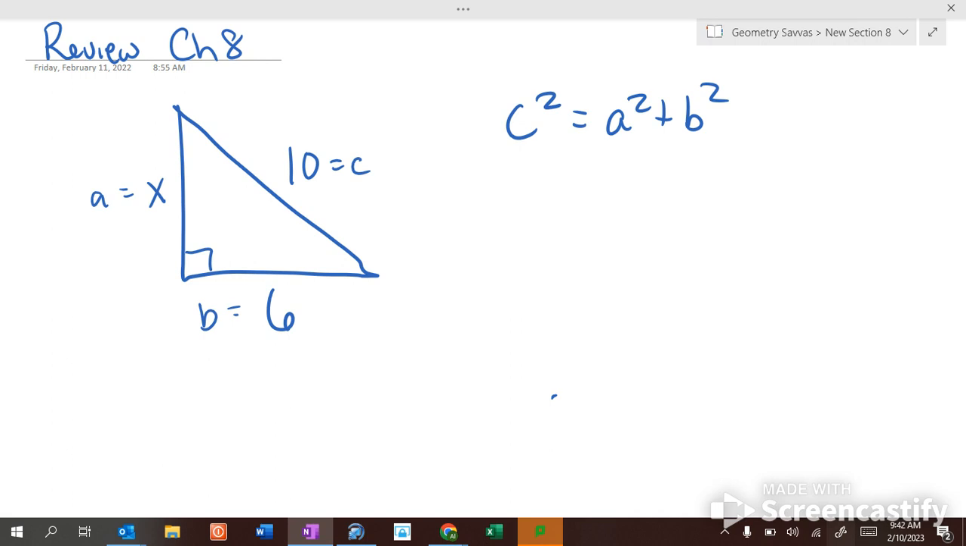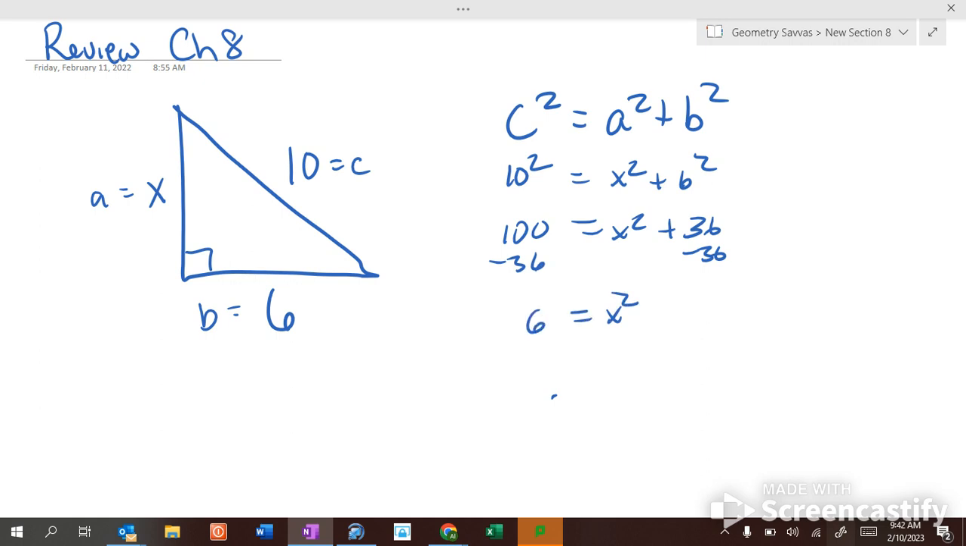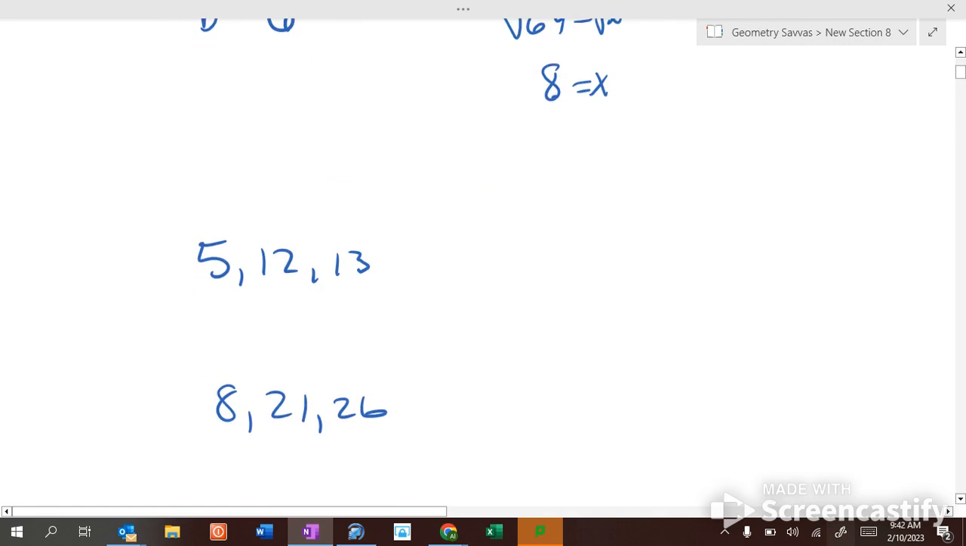So C squared equals A squared plus B squared. So 10 squared equals X squared plus 6 squared. 10 squared is 100. X squared is X squared. 6 squared is 36. If we subtract 36 from each side, X squared equals 64. And then what do we do to each side? Square root. X equals 8. Okay, easy peasy lemon squeezy.